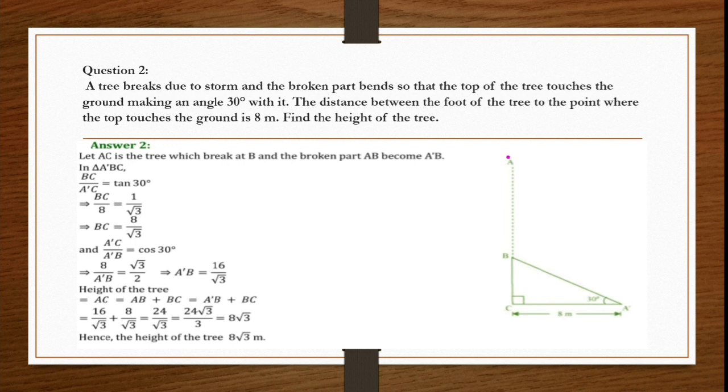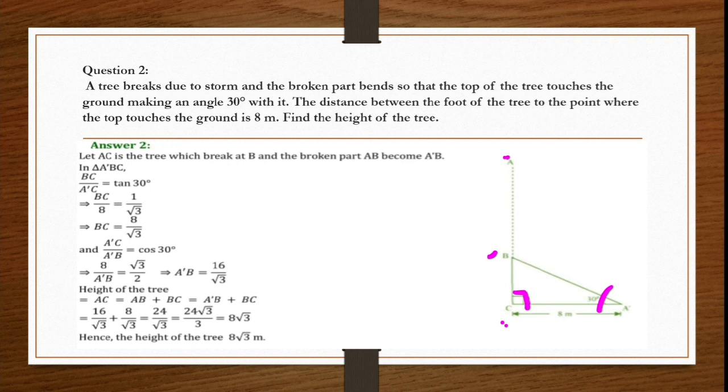So if you look at the figure, this AC is the whole tree before the storm. Now after this storm, the tree breaks at the point B and it bends, so that it creates 30 degree to the ground. Okay, so this tree is perpendicular to the ground.